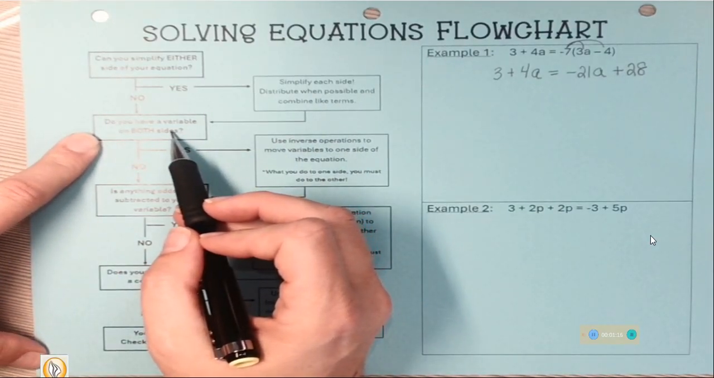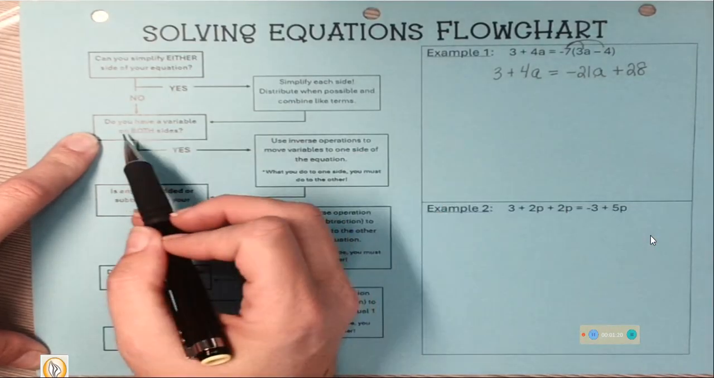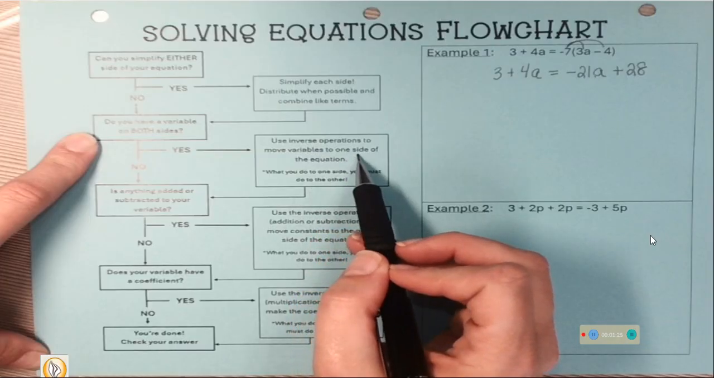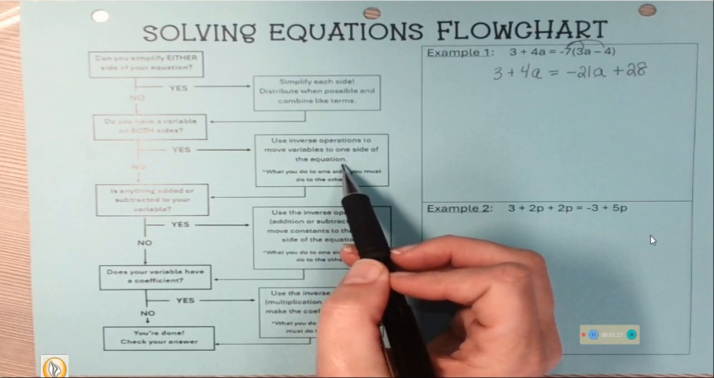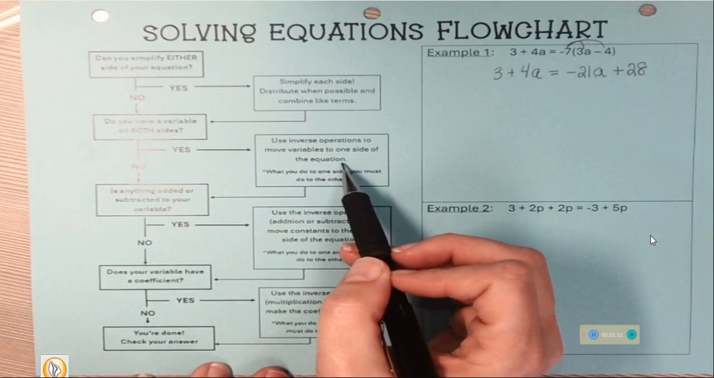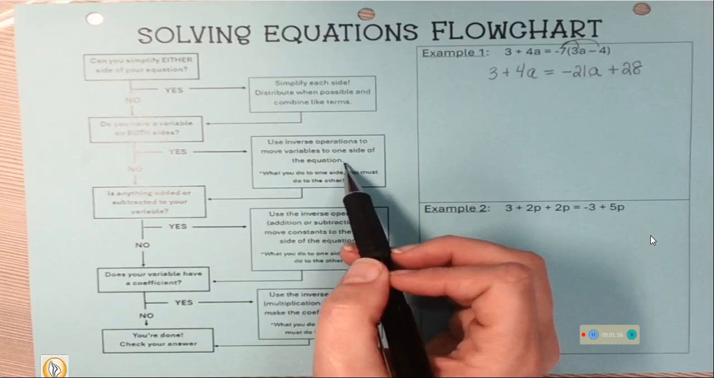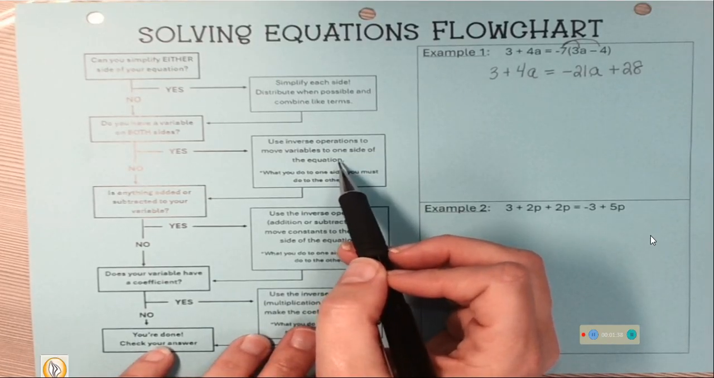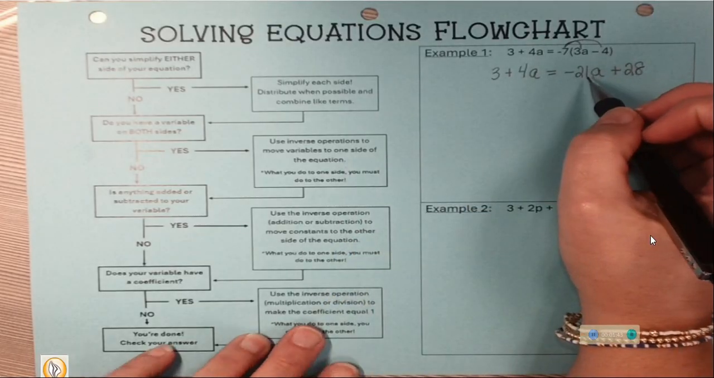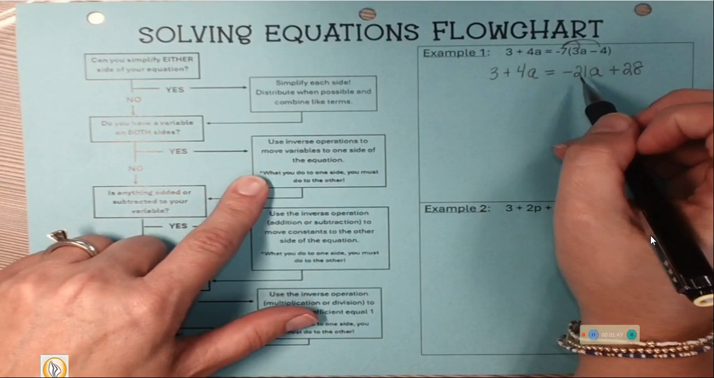Do you have variables on both sides? Do you have variables on the left and the right? Yep, so I'm going to use the inverse operations to move variables to one side of the equation. Now, you technically can move variables to either side that you want to, but I'm going to do this as if I'm having trouble and I'm struggling. So what I usually tell students that are struggling is move variables to the left side. So I'm trying to get rid of this -21 and move it to the left.